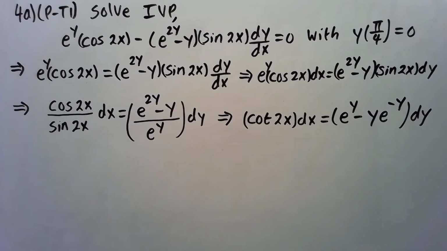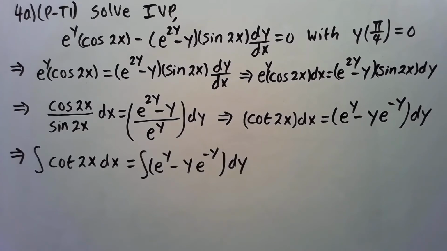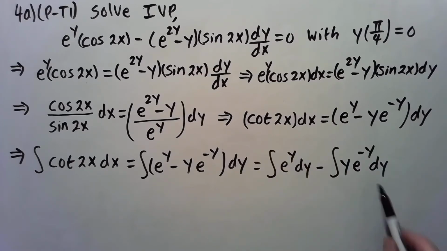Now let's integrate both sides. Integrating both sides we get this. I'm going to break the integral on this side up into two pieces, because this part here is going to require integration by parts. This one we can do directly. So breaking this up into two integrals we end up with this.